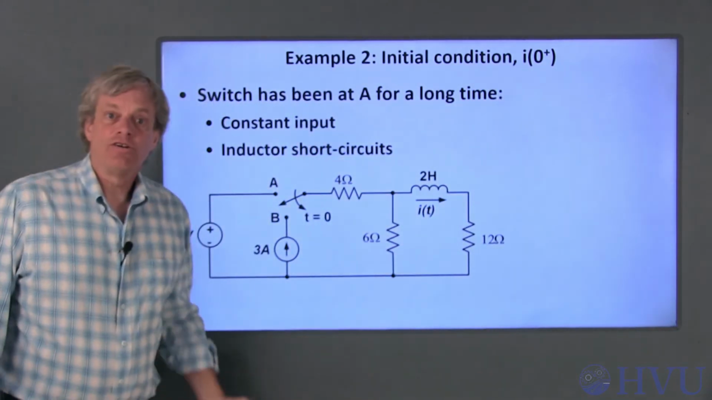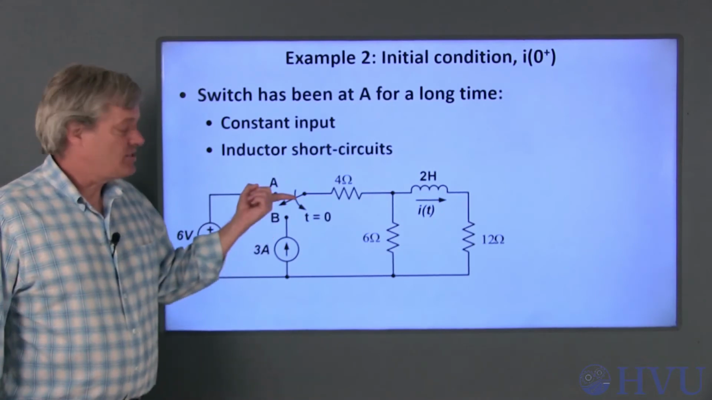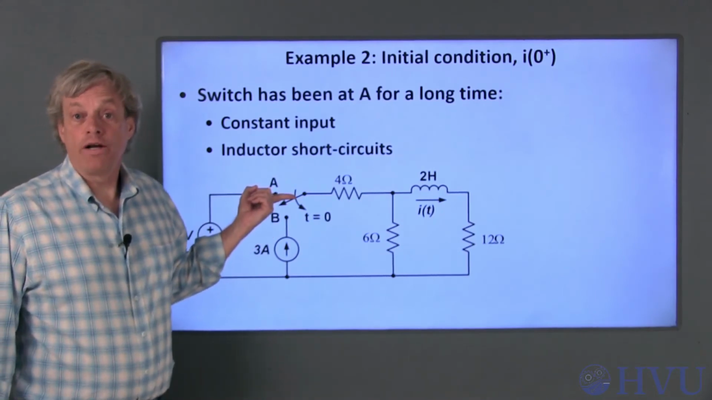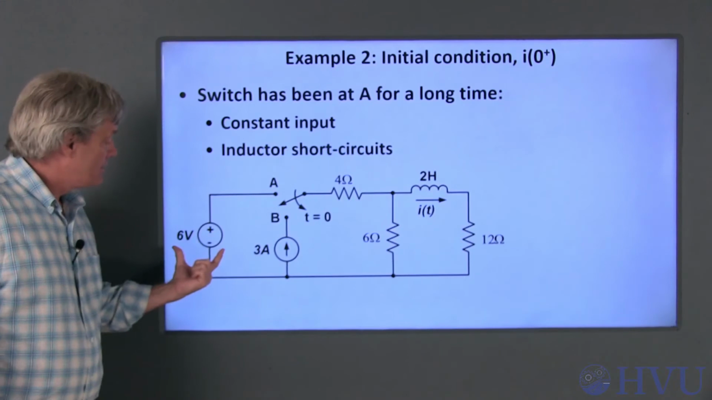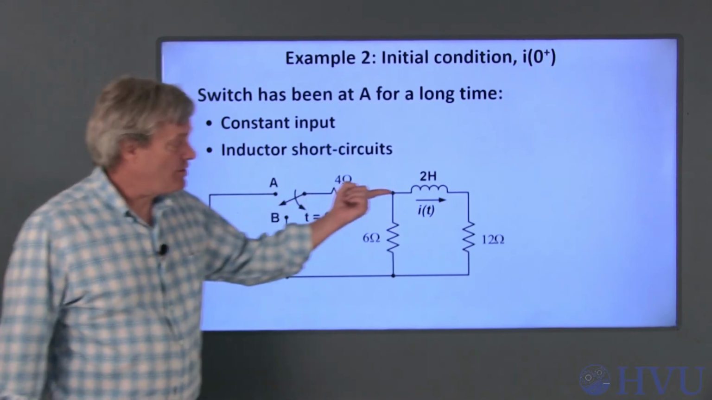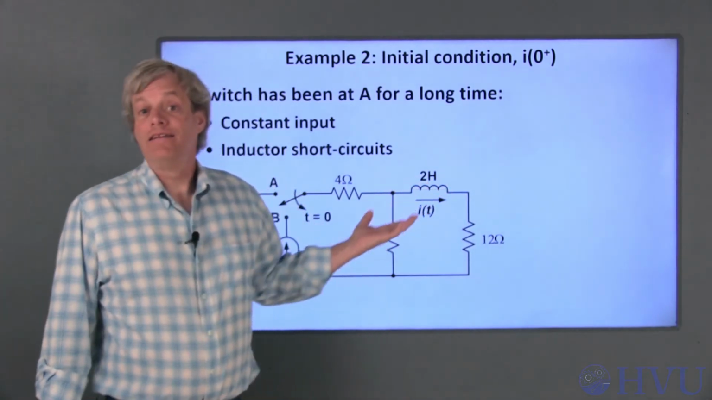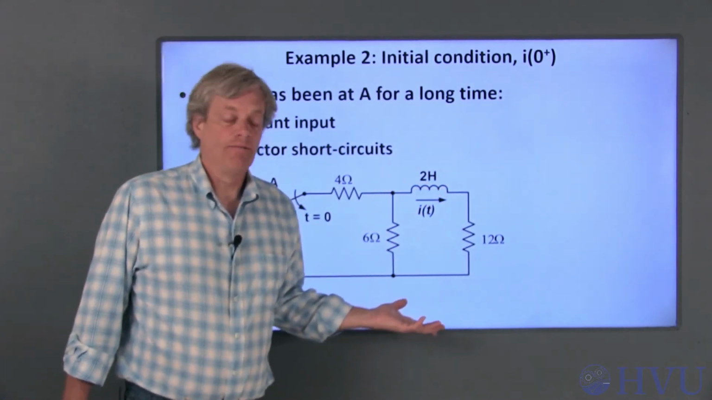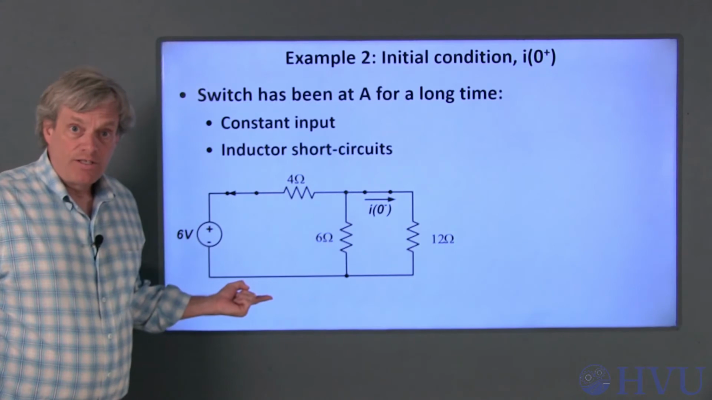To get the inductor current before the switch moves, I'll assume that this switch has been at position A for a long time before t equals 0. Since the voltage source it's connected to is a constant, that means that the inductor current will have become a constant, and the inductor behaves like a short circuit. This is the corresponding circuit.